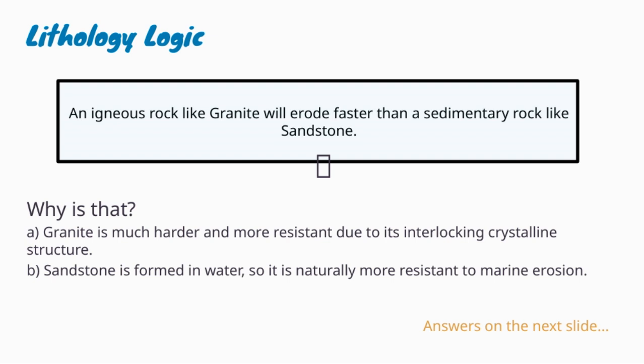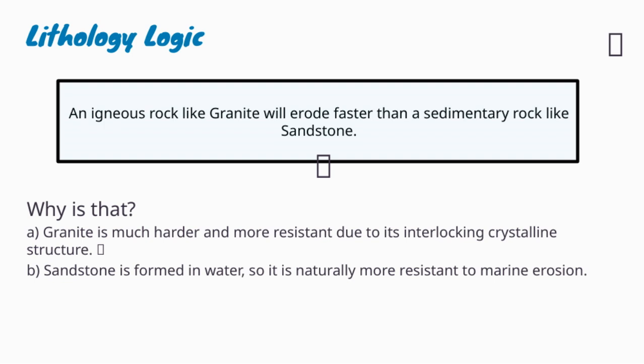Option B is incorrect because being formed in water does not automatically make sandstone more resistant to marine erosion. So the key point is, hard, crystalline rocks such as granite usually erode more slowly than softer or more layered sedimentary rocks. The correct answer is A. Granite is much harder and more resistant due to its interlocking crystalline structure.